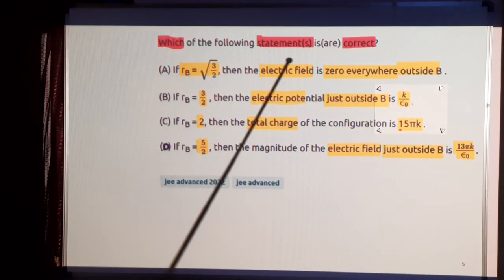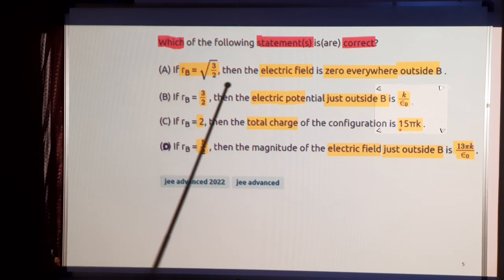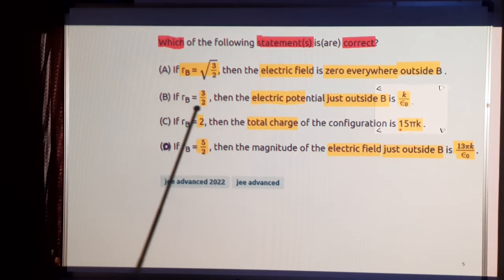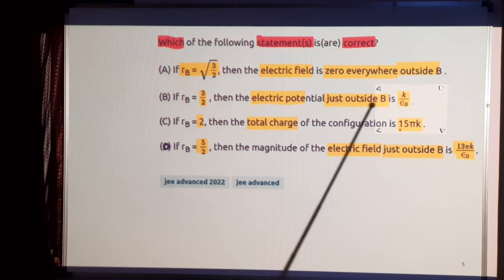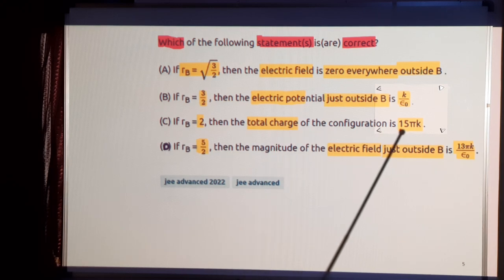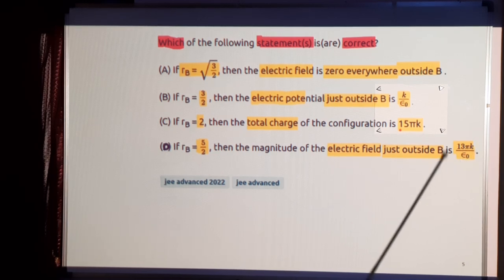Which of the following statements are correct? Option A, if RB equal to root 3 by 2, then electric field is 0 everywhere outside B. Option B, if RB equal to 3 by 2, electric potential just outside B is K by epsilon naught. Option C, if RB equal to 2, total charge of the configuration is 15 pi K. Option D, if RB equal to 5 by 2, then magnitude of electric field just outside B is 13 pi K by epsilon naught. You can pause and attempt this question.